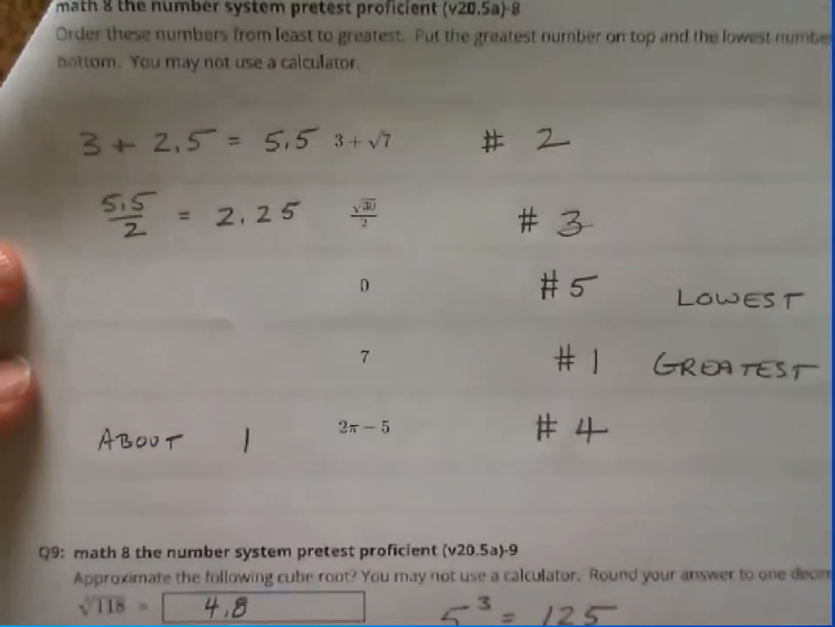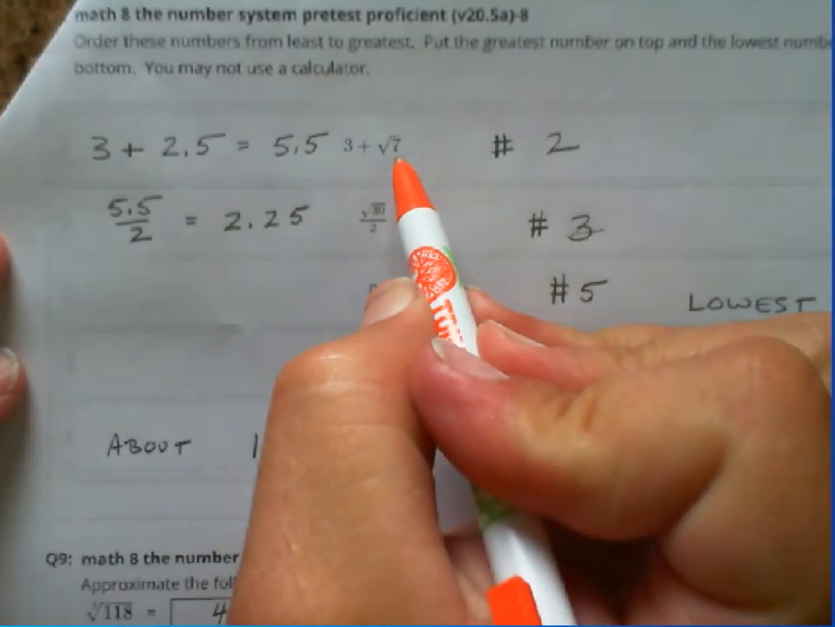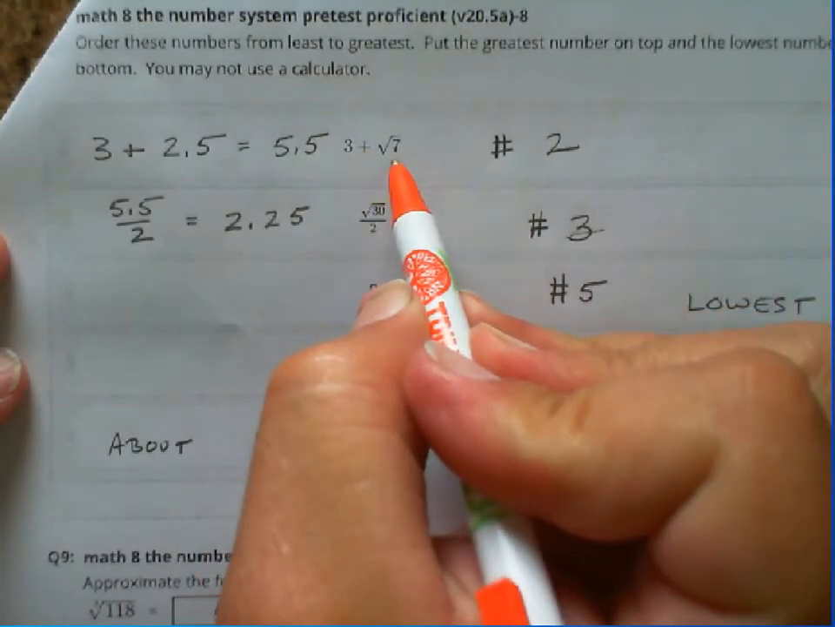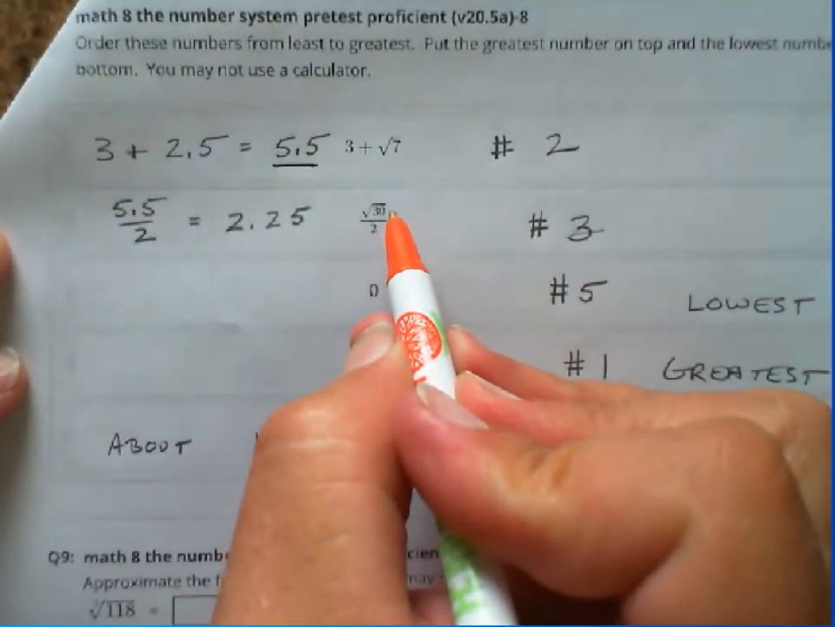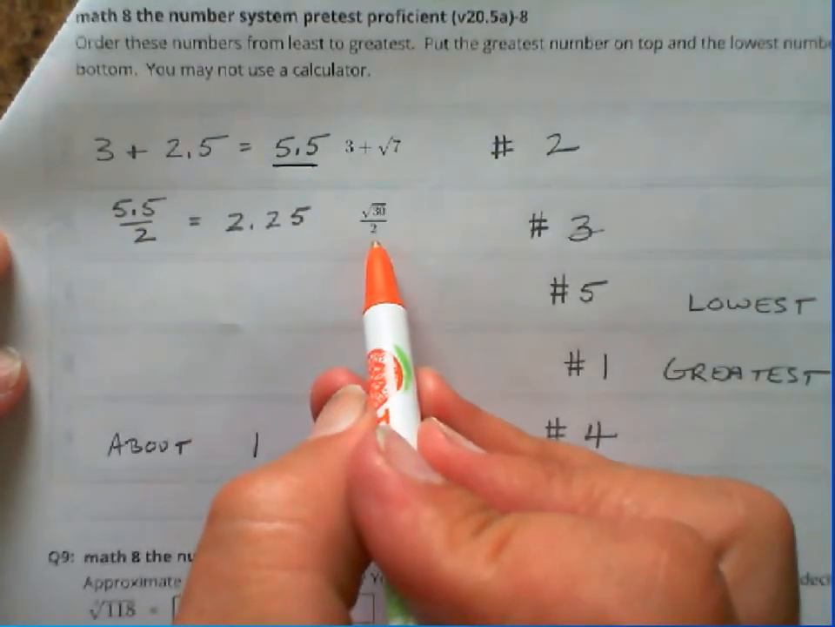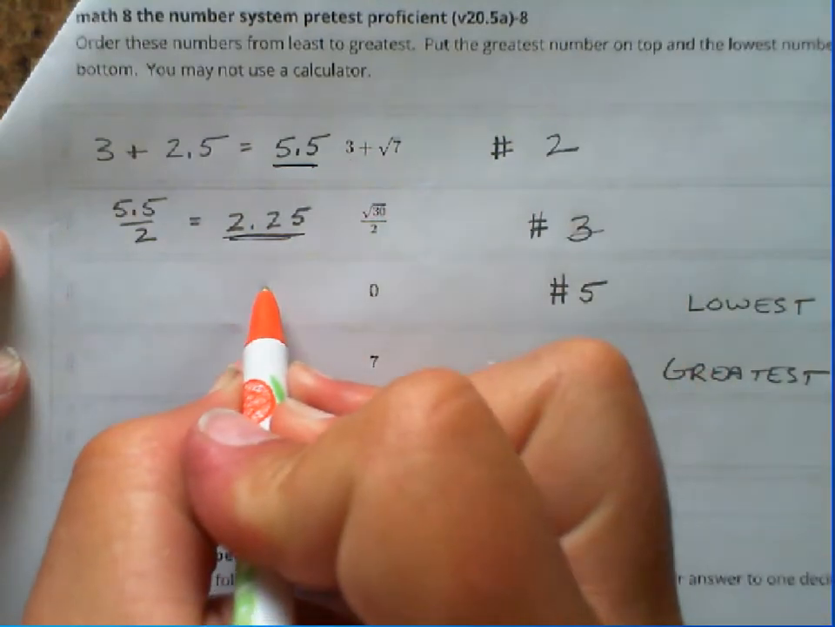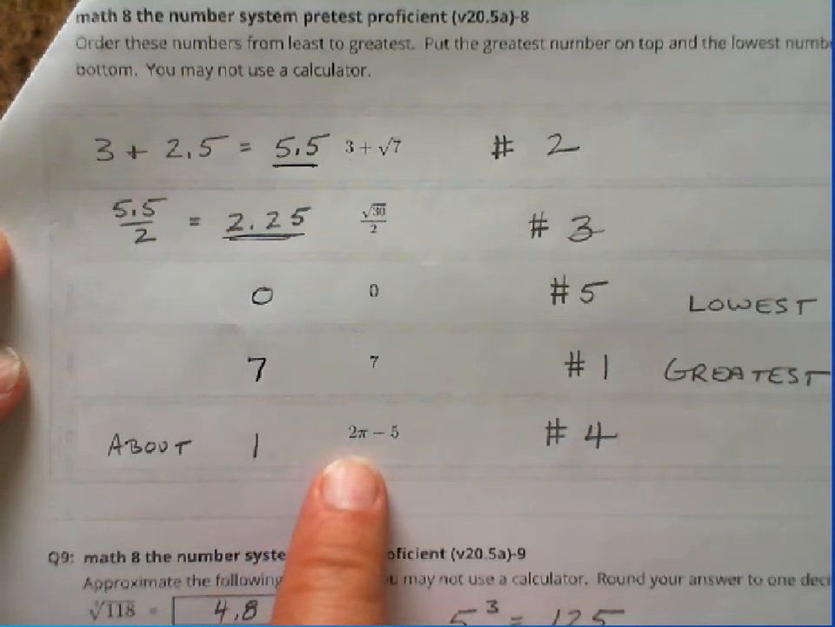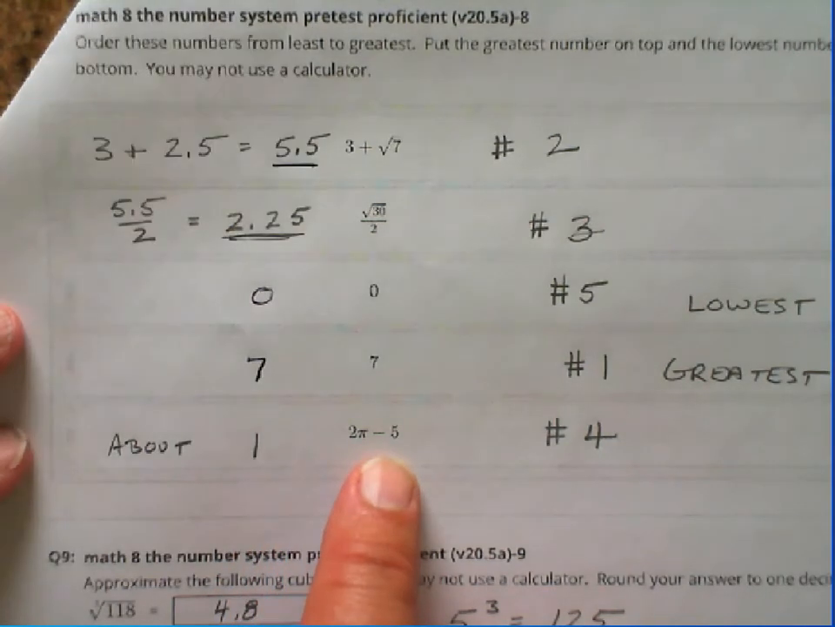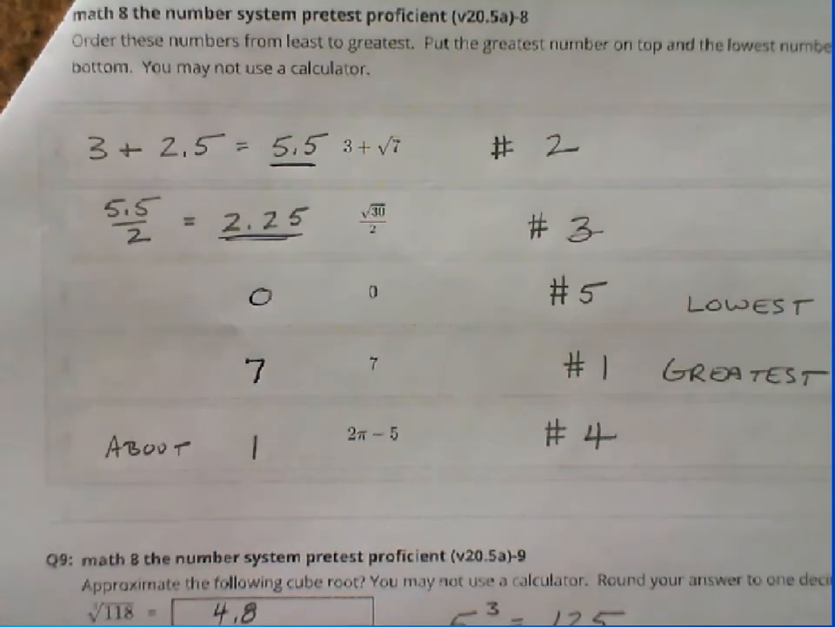We've got to put these guys in order from big to small. And so I approximated everything here. The square root of 7 is about 2.5. So 3 plus 2.5 is 5.5. Square root of 30, well, that's about 5.5. Divided by 2 is 2.25. 0 is 0. 7 is 7. And this is about, let's see, 2 times pi is about 6, minus 5 is 1. So about 1.